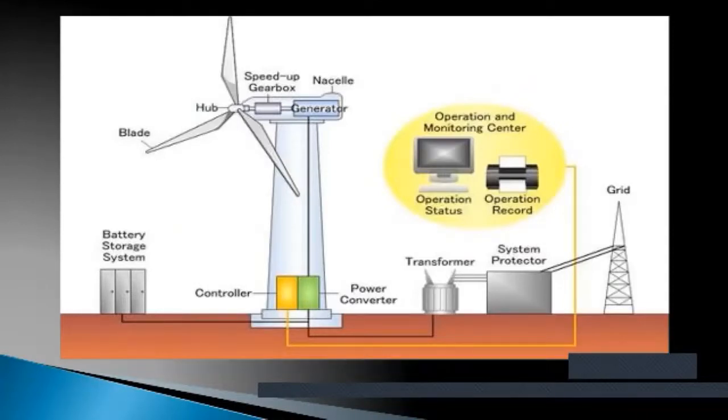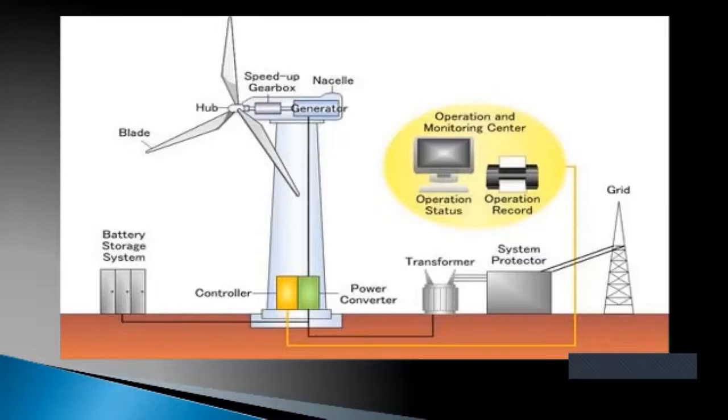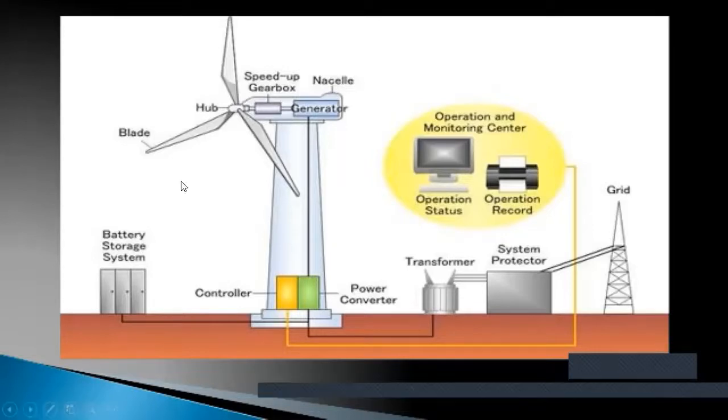Now we can see the basic diagram of the wind power plant or wind energy system. In that, the blades are mounted on the hub, and the hub is placed on the shaft of the turbine and generator. In the turbine generator assembly, the speed up gearbox is used, and this is coupled to the generator.